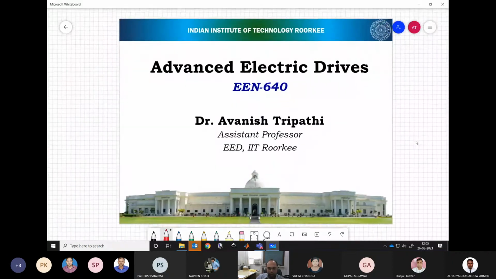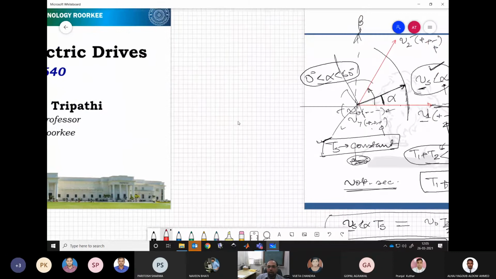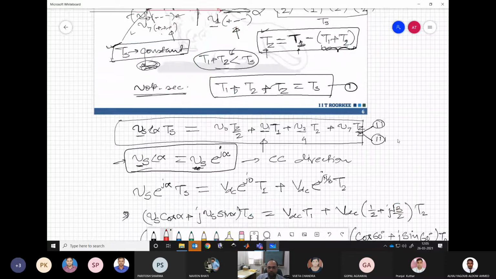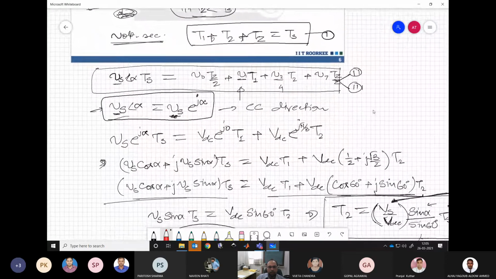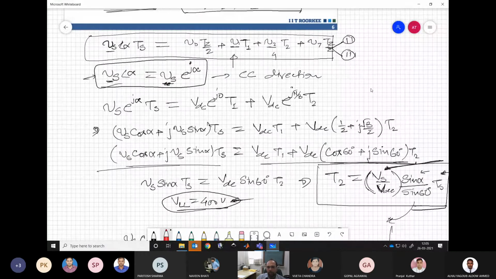So we are seeing advanced electric drives, and in that particularly now we are looking at space vector PWM, and we have tried to see how it can be realized. So let's say we have represented our quantities in terms of vector, and we have tried to see how we can realize this vector in the space vector domain. So this is where the space vector PWM concept comes from.